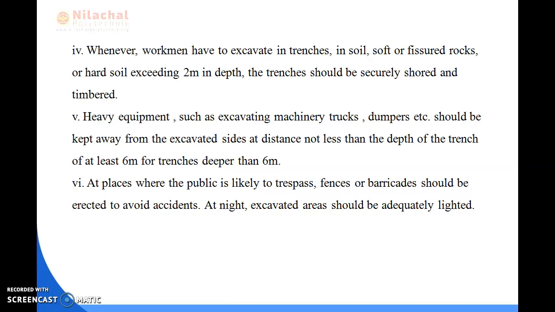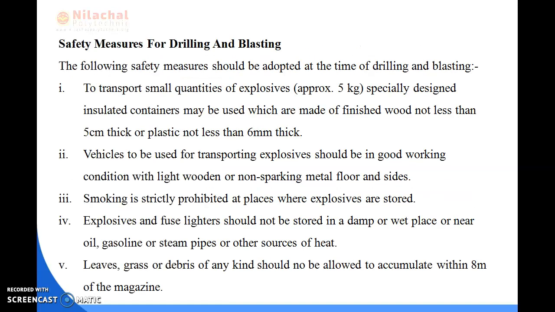Next is heavy equipment such as excavating machinery, masonry rocks, dumpers, etc. should be kept away from the excavated sites at a distance not less than the depth of the trench, and at least 6 meters from trenches deeper than 6 meters. At places where the public is likely to trespass, fences or barricades should be erected to avoid accidents. At night, excavated areas should be adequately lighted.